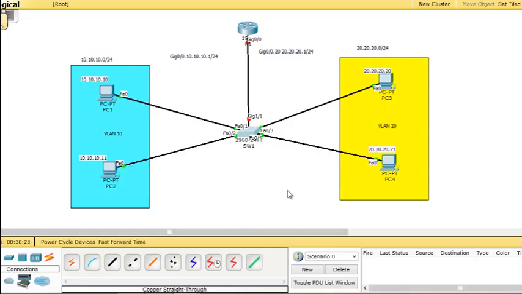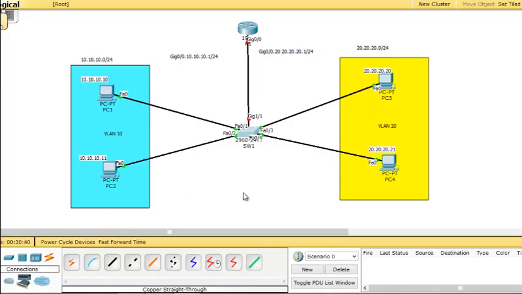Let's look at this topology. You can see here we have four hosts, one switch and one router. Two hosts will be in, let's say, VLAN 10. You can see them marked with the blue color, and two hosts will be in VLAN 20. They are marked with yellow color.